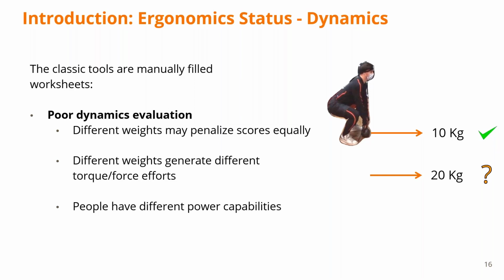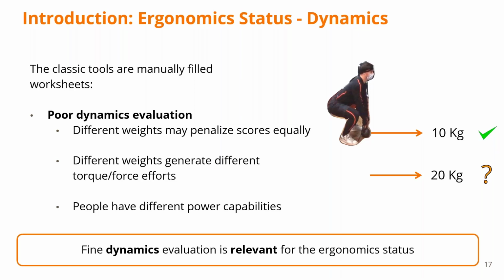Well, most worksheets would actually penalize both situations equally, even though the efforts in the body will be different for the two cases. Furthermore, people also have very different power capabilities. The same 10 kilograms that was fine for this subject may in fact be dangerous for another one. For this reason, fine dynamics evaluation of the motion is actually very relevant for the ergonomic status evaluation as well.